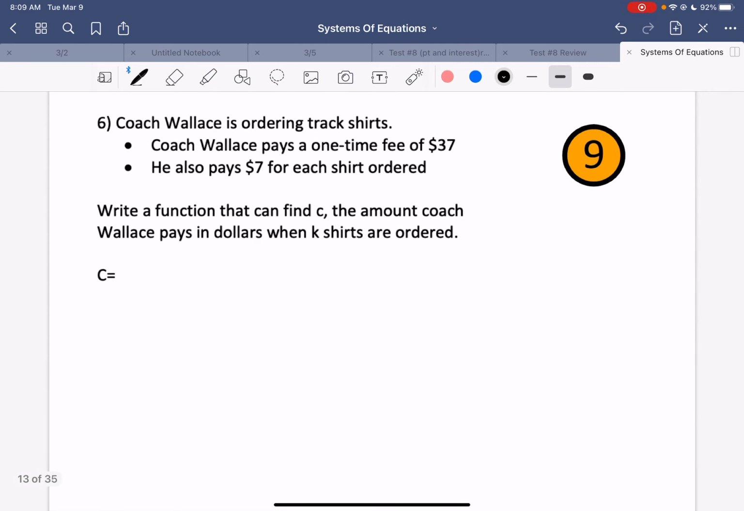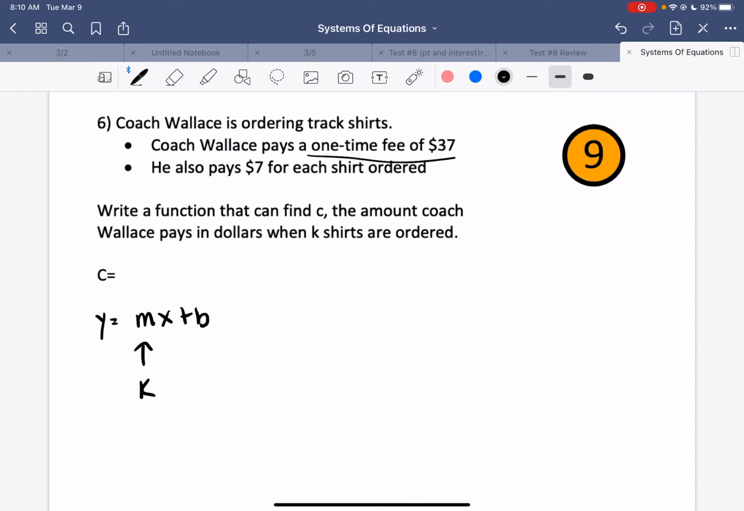All right, this one says, Coach Wallace is ordering track shirts. Coach Wallace pays a one-time fee of $37. He also pays $7 for each shirt ordered. Write a function that can find C, the amount Coach Wallace pays in dollars when K shirts are ordered. So we have C equals, which is kind of going to be like our y equals. So we're looking to write a y equals mx plus b type equation, where our slope is going to be K, which makes sense because if you ordered 0 shirts, anyway, we have K shirts ordered.